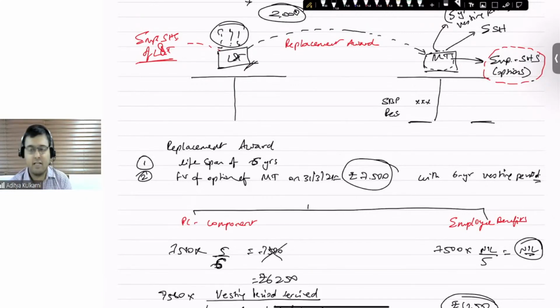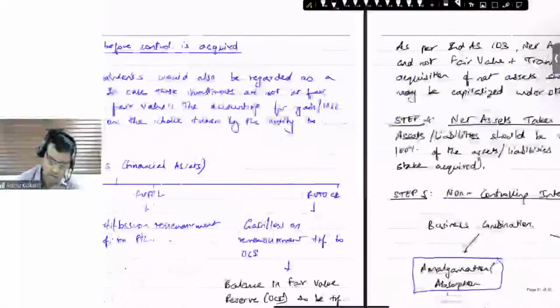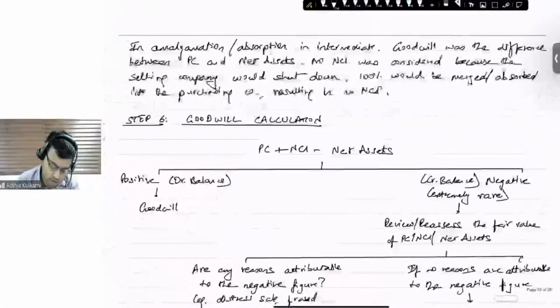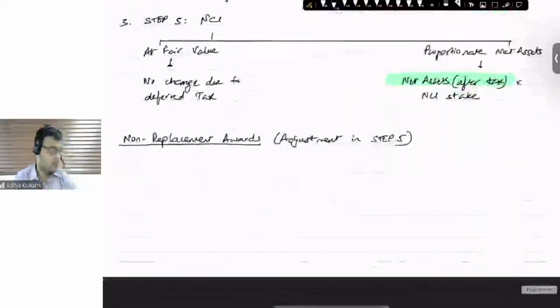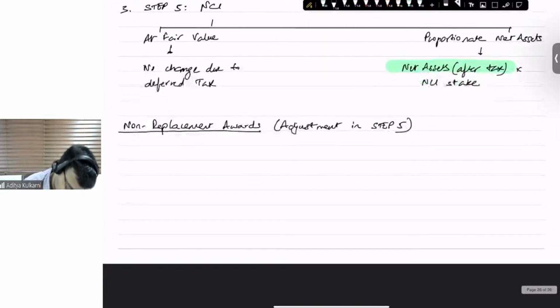Only thing is, at the time of the entry, whatever credit was going to SBP reserve, instead of that, it will go to NCI. Have you understood? Yes, we've done quite a bit today. It is exactly the same as the entry in replacement awards, except for that small change.